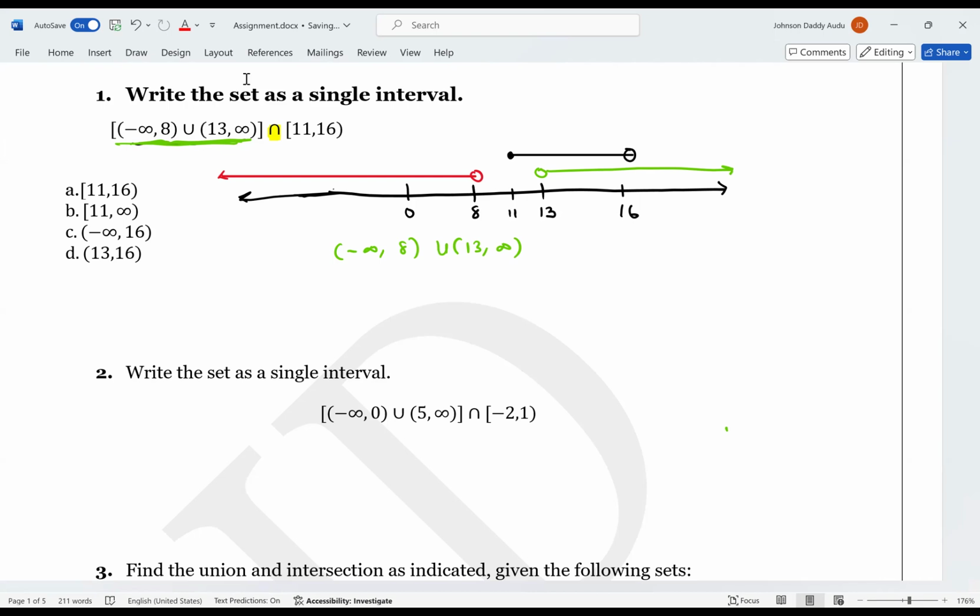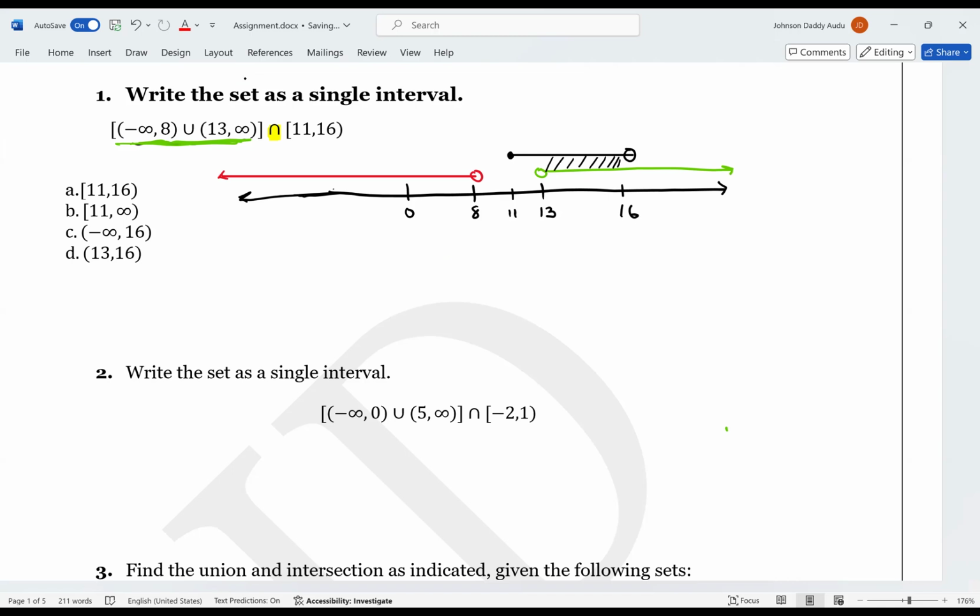So we look for the intersection now. Intersection means we're looking for an intersection of both the red, the green, and the what? And the black. And you can see the only portion where there is intersection is this one. So this is our intersection. So let me remove this. And what is this intersection?